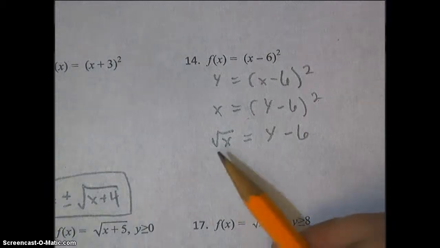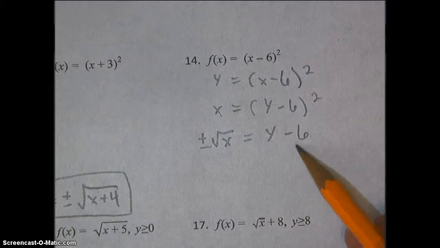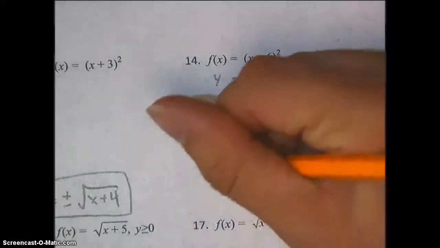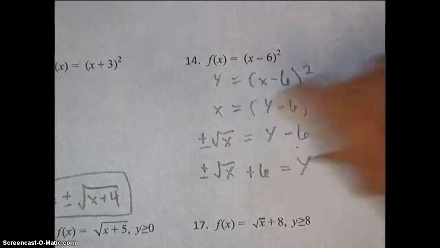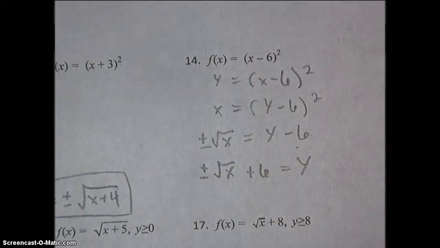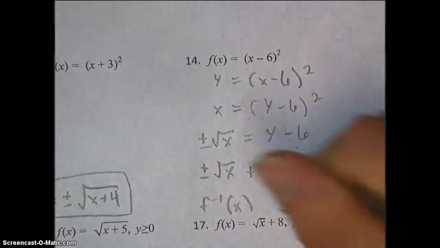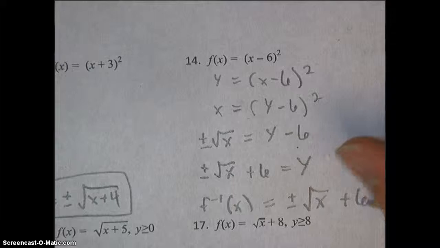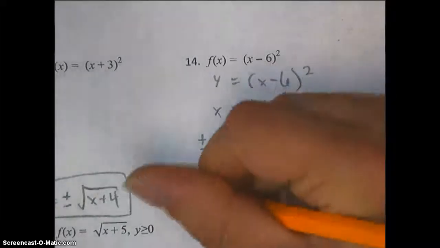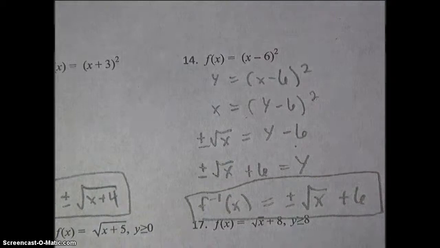Don't forget, whenever you take a square root, it's positive and negative. Then to get y by itself, you add 6 to both sides. So positive and negative square root of x plus 6 equals y. You're almost done. Last step. f negative 1 of x equals positive and negative square root of x plus 6. That is your inverse. So if you only remember one thing, remember to switch the x and the y, and then you'll be able to do inverses.